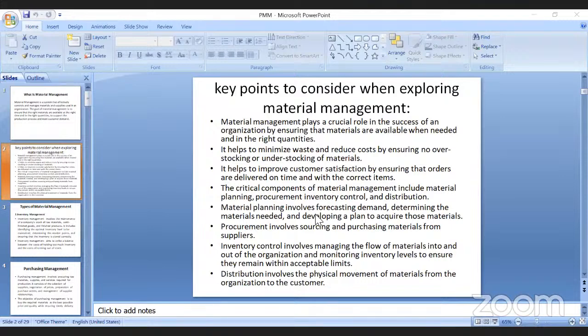Next, second point. First of all, you have to see that material management helps to minimize waste and reduce cost by ensuring no overstocking or understocking of materials. As I told you earlier, we have to see that there is no overstocking or understocking of the materials. Why do we have to check it?